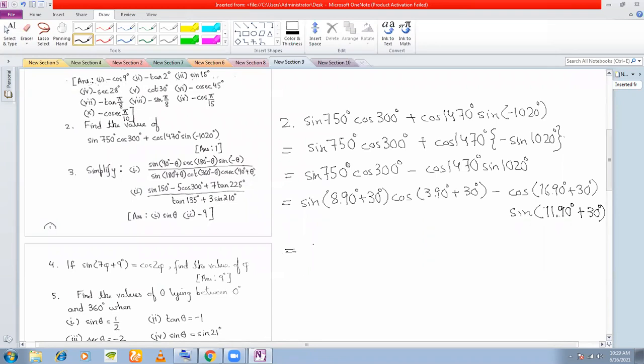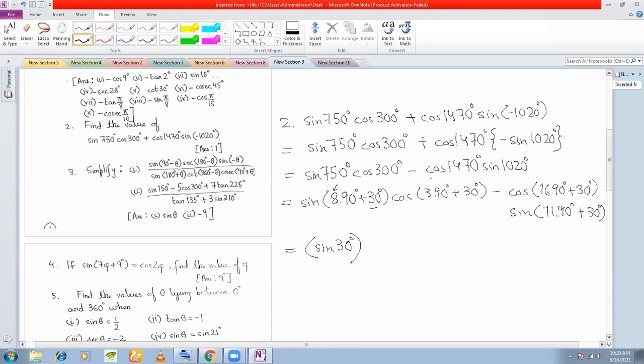So now what happens? See, this is an even multiple here, so sine remains a sine. Question is which quadrant? 8 means how many rotations? You have covered 2 complete rotations, right? First quadrant, plus 30 degree. That means you are in the first quadrant. And in the first quadrant, all trigonometric functions are positive. So the sign here will be plus, right? I'm not giving the plus sign. Sine 30.